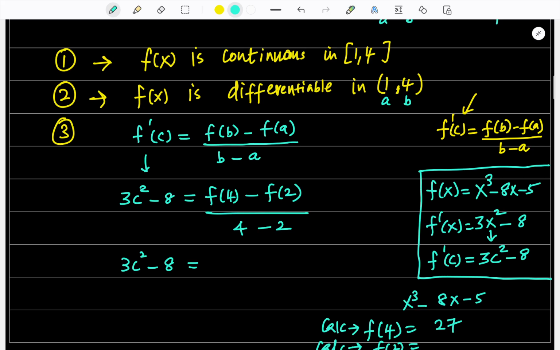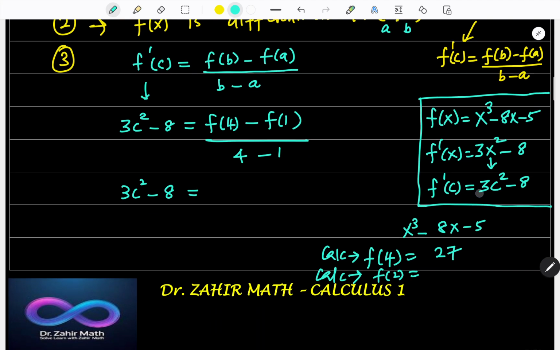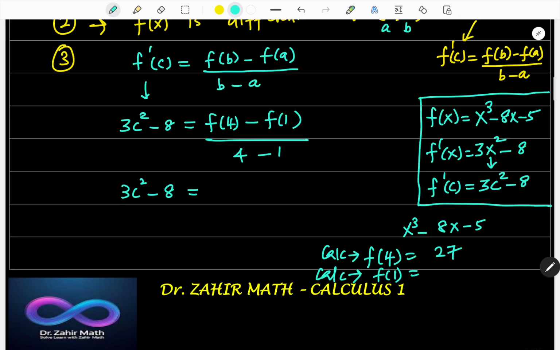Oh sorry, I made a mistake. f of 4 and a is 1. It is 1, sorry. Okay. And we are going to find f of 1, right? So you press the button calculate and press 1. What will you get? You will get minus 12, right?